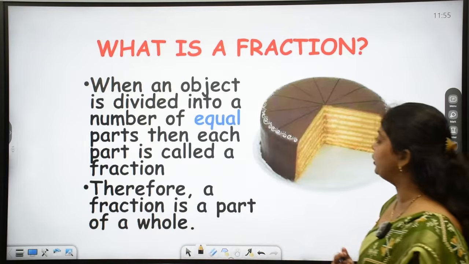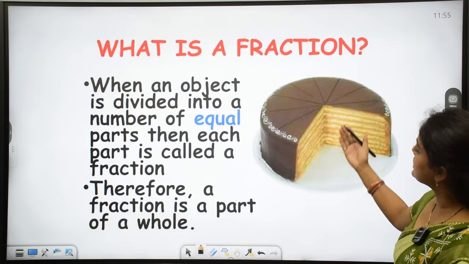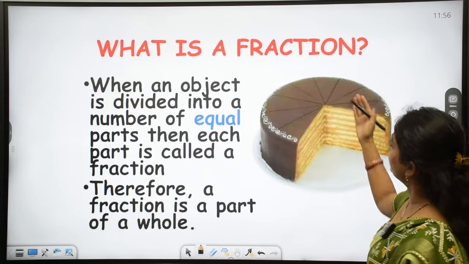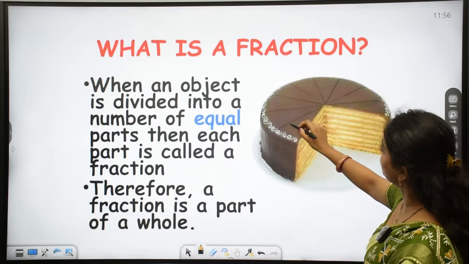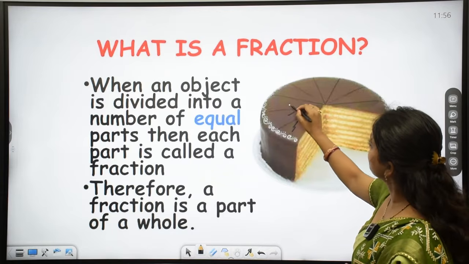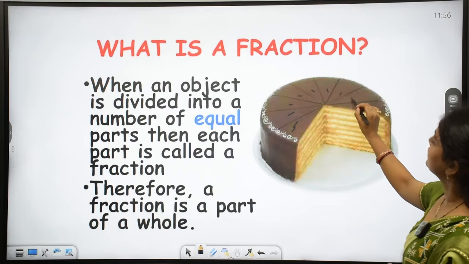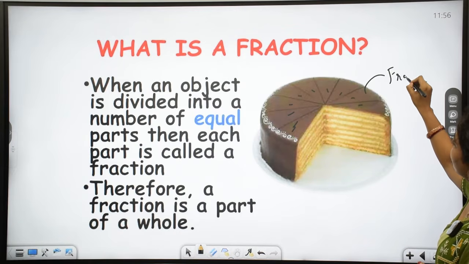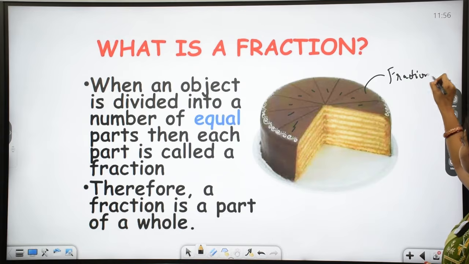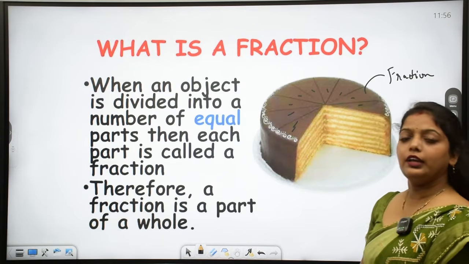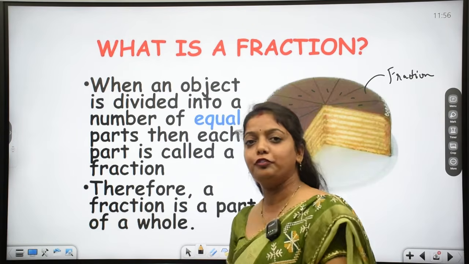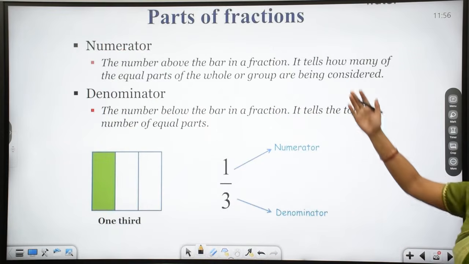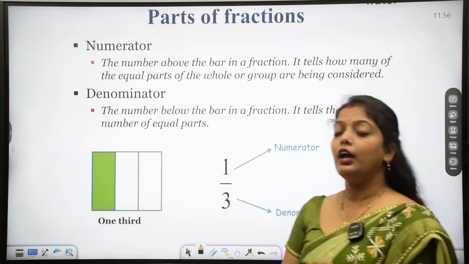For example, you can see a picture of this cake. This cake is distributed into several parts. Each part is known as a fraction of this cake. Clear? Let's move further. Now I am going to tell you about some parts of a fraction.